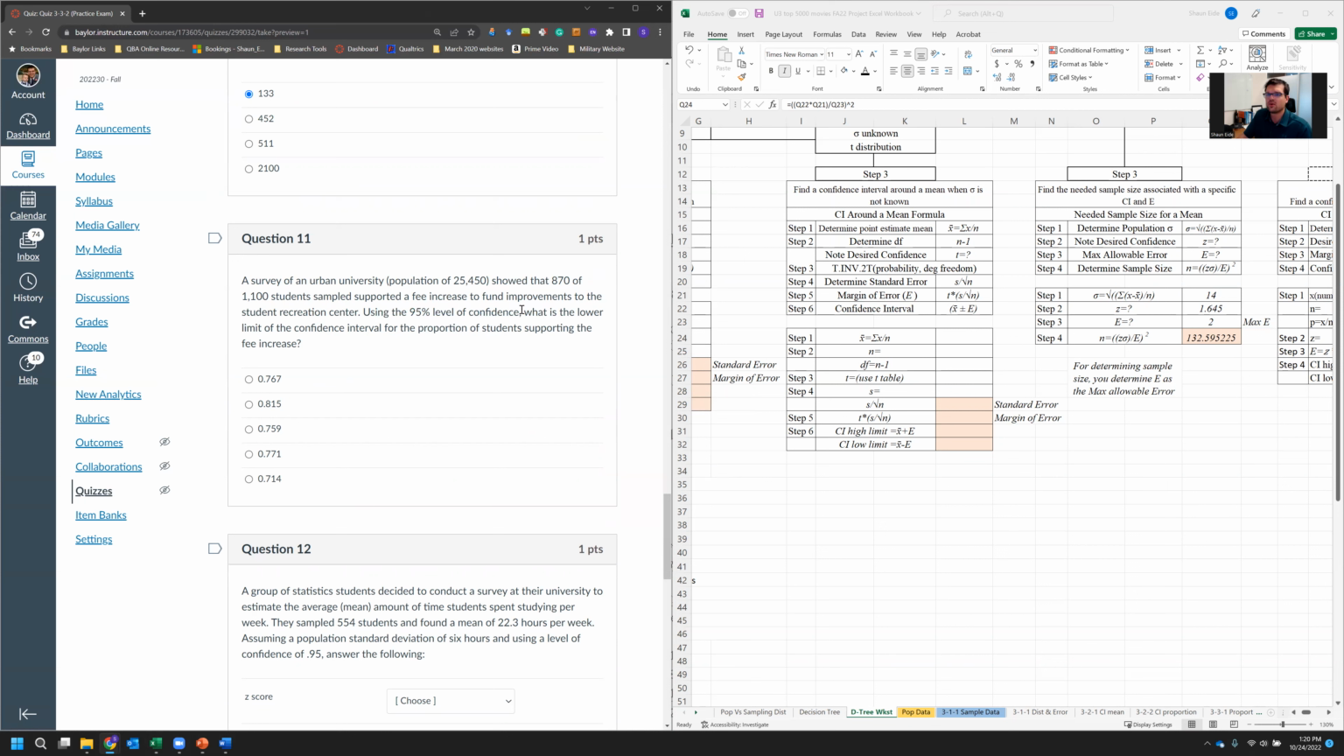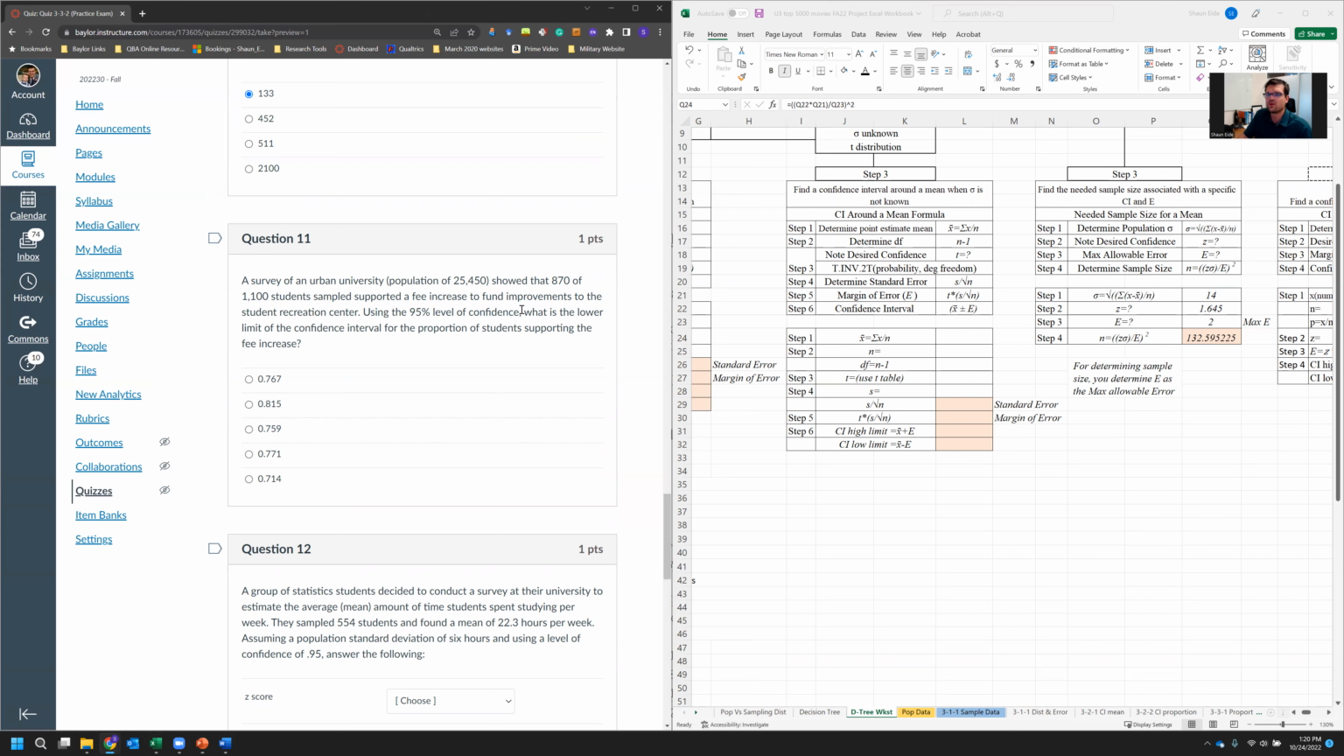And let's see here, divided by n. So divided by the sample size. And so right there, you've got your margin of error. And now we're going to take the proportion plus the margin of error, and then the proportion minus the margin of error to get you your lower limit.